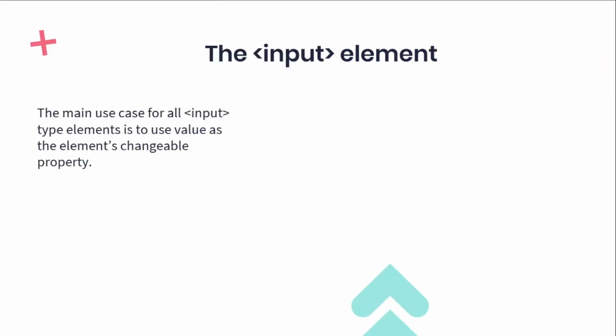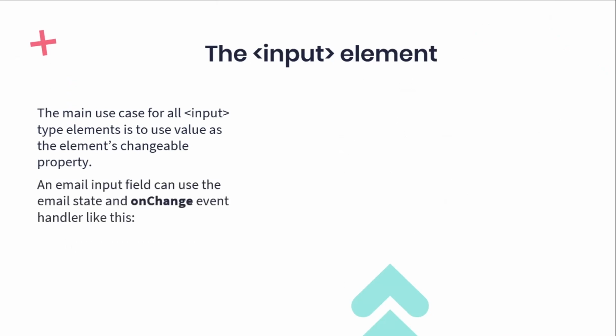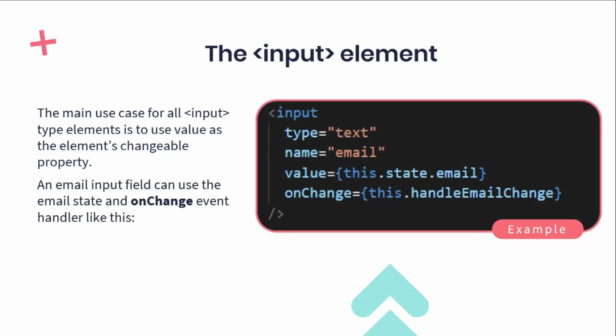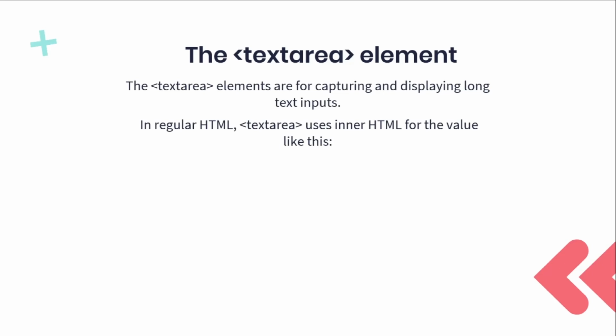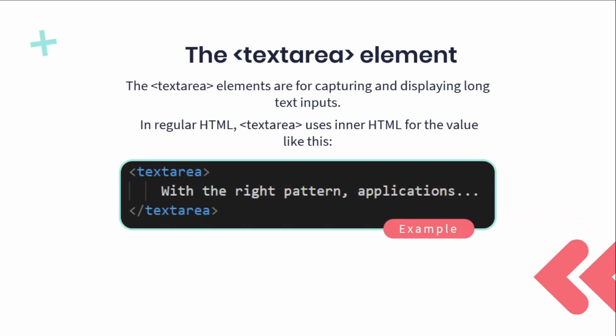The main use case for all input type elements, except checkboxes and radio buttons, is to use value as the element's interactive or changeable property. For example, an email input field can use the email state and onChange event handler like this. The textarea element is for capturing and displaying long text inputs such as notes, blog posts, code snippets, and so on. In regular HTML, textarea uses innerHTML, that is, children, for the value like this. To listen for the changes, use onChange just as you would for input elements.